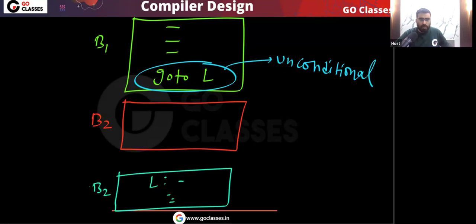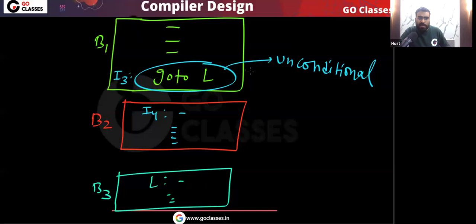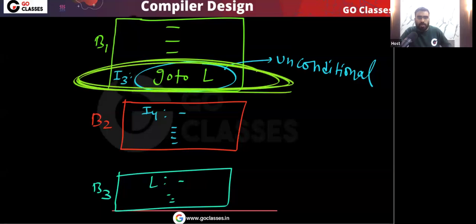Then tell me how many edges you will put. Just understand this simple point and use your common sense. Let's assume this is instruction number I3 and this is instruction number I4, and this is L. So tell me, will you put an edge from B1 to B2? From this instruction, can you ever go to B2?